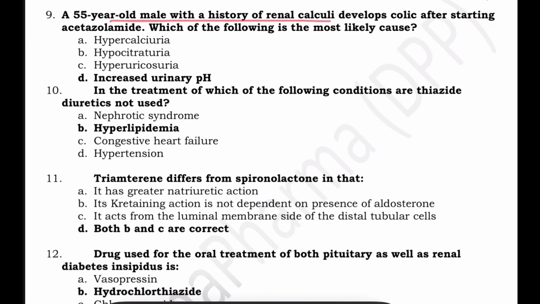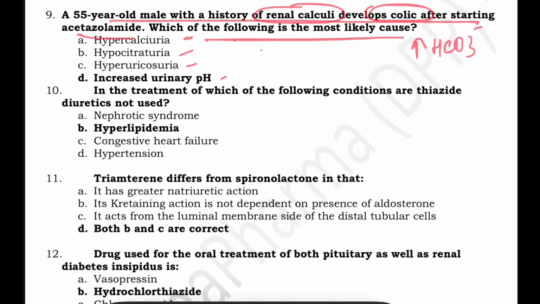A 55-year-old male with a history of renal calculi develops colic after starting with acetazolamide. Now, what is the likely cause? After starting acetazolamide, the patient who had renal calculi developed colic, so what is the reason? Hypercalciuria, hypercitraturia, hyperuricosuria, increased urinary pH. So acetazolamide, by increasing the bicarbonate excretion, increased the pH of the urine, right, it made the urine alkaline, and this can result in increase in the size of the stone. So that is the reason maybe the patient is having the pain.